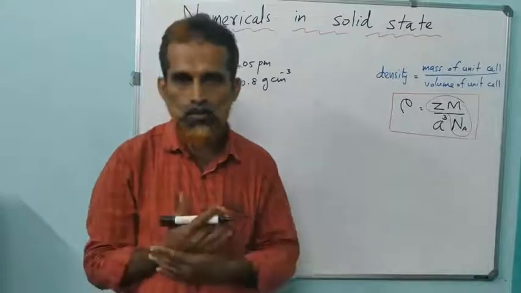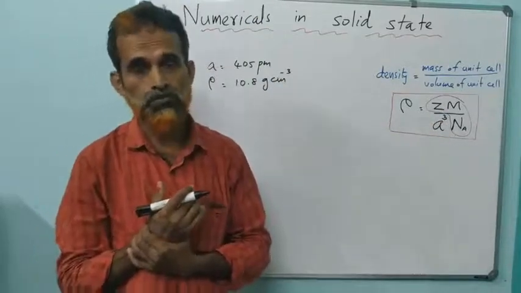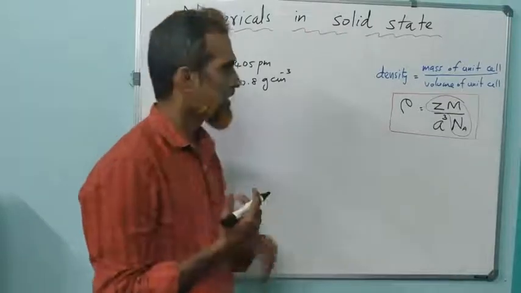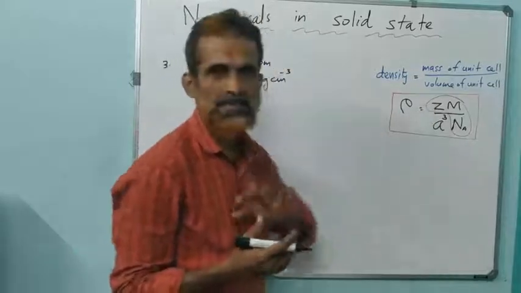That you can easily do. If Z is obtained as 1, it is primitive cubic. If it is 2, BCC. If it is 4, FCC. So basically the problem is to calculate Z.